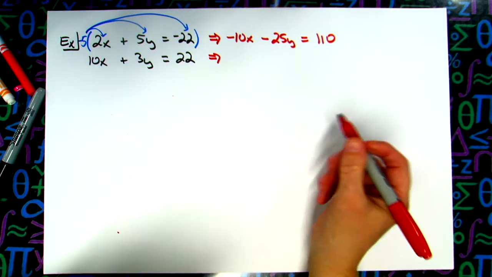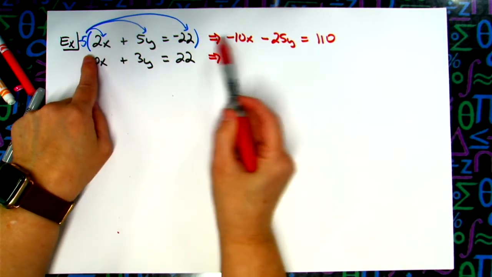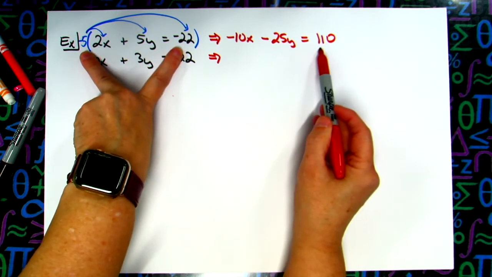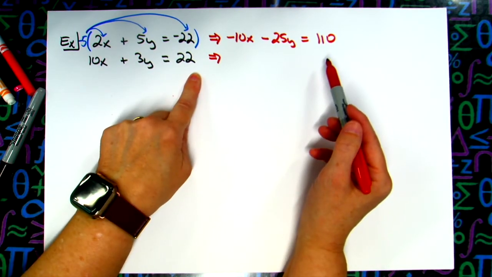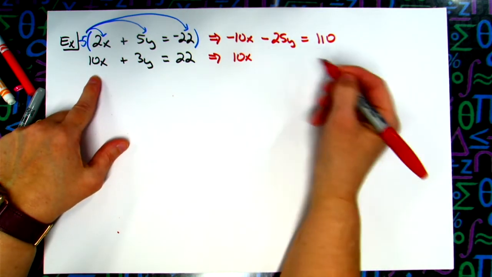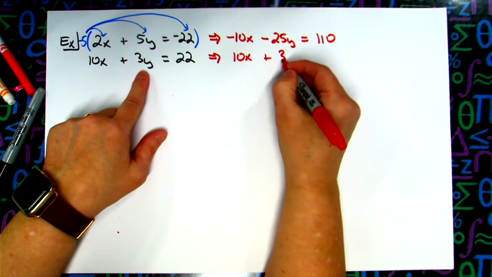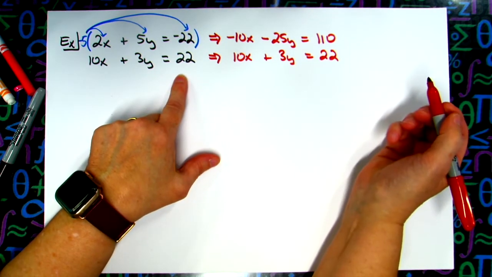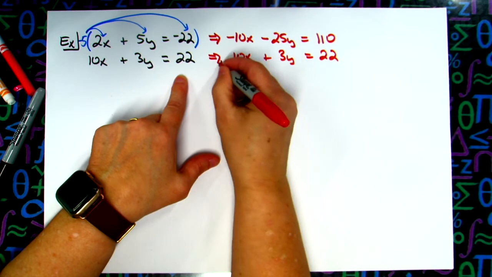Alright. So all I did was negative 5 times 2 gives me that one. Negative 5 times negative 5. Negative 5 times negative 22. Now, the bottom equation, I'm not changing at all. I don't want to change it. I'm going to leave it the same. So there's a 10x. There's a plus 3y. And there's a 22. So basically all I did was just rewrite that bottom one.